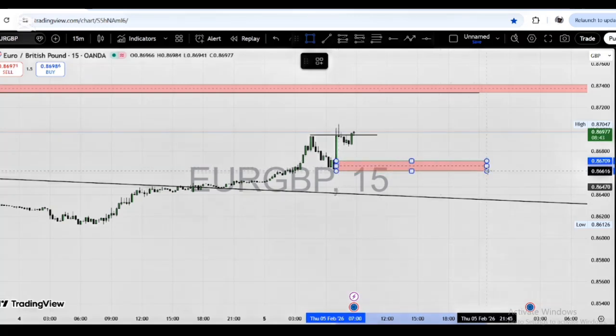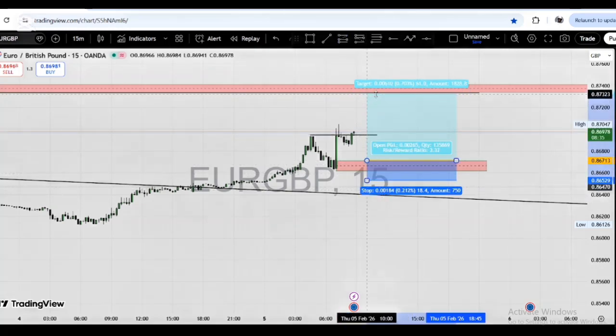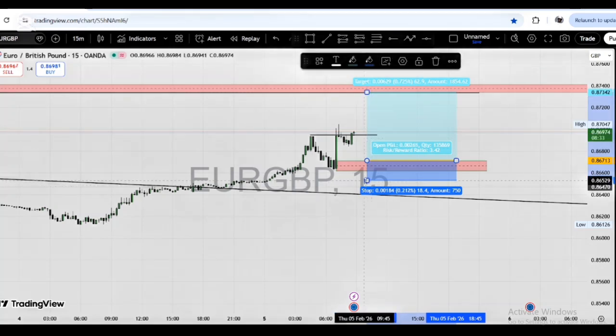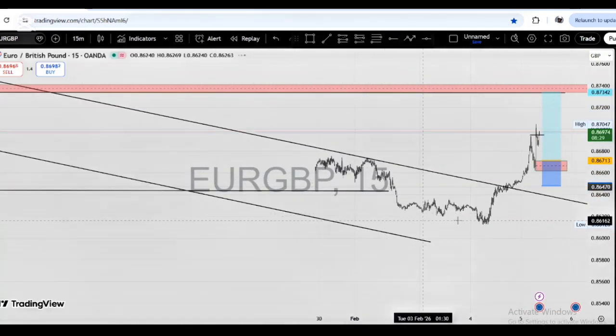Once price trades back into this area, I will take a buy position. So that is why I will wait for price to come into this area for a better buy position. Do you understand? So that is how I do the multi-time frame analysis.